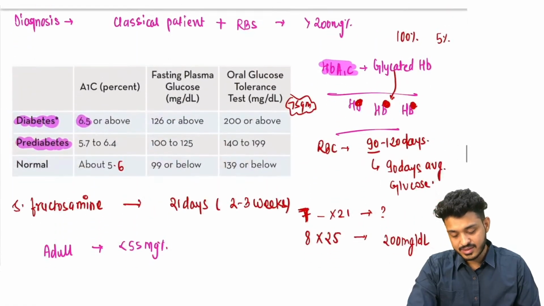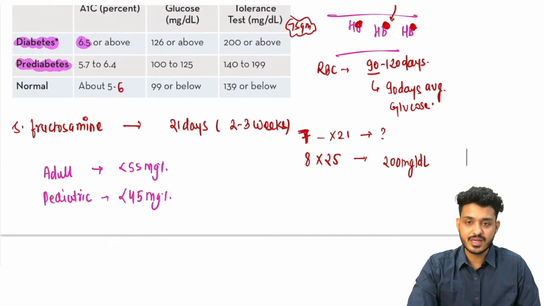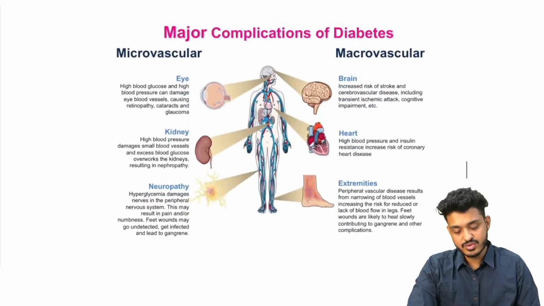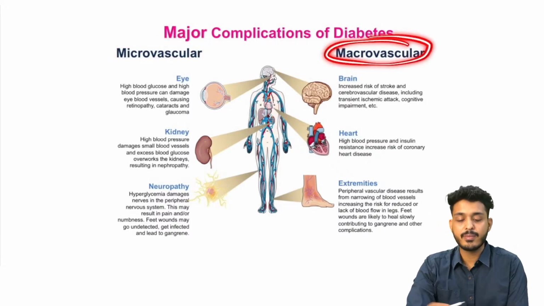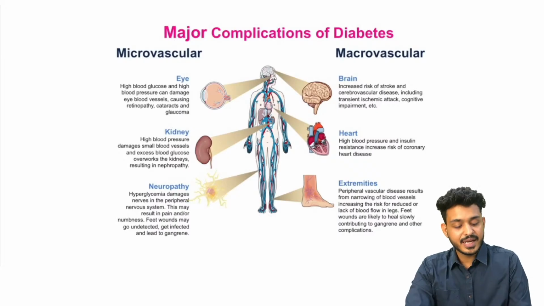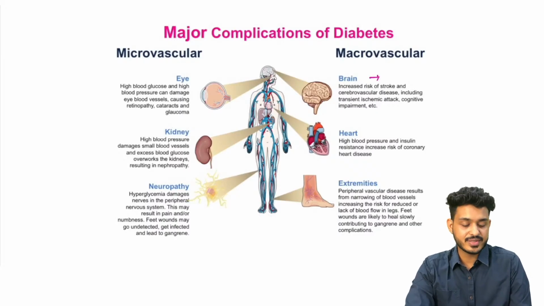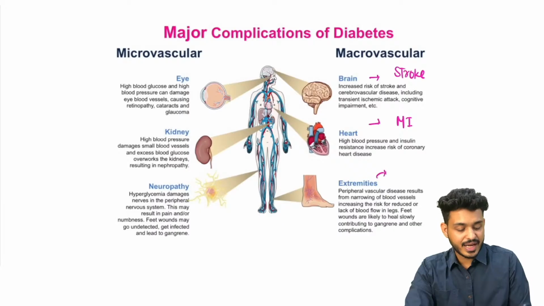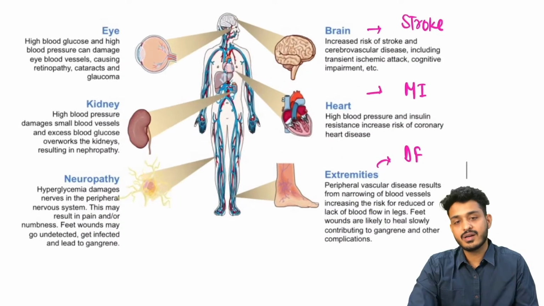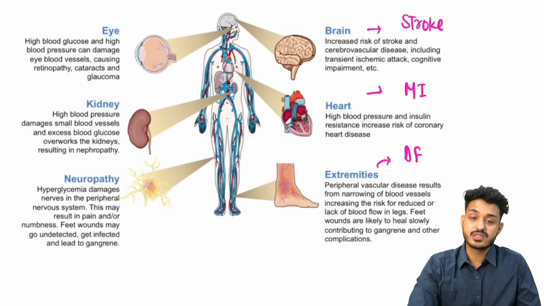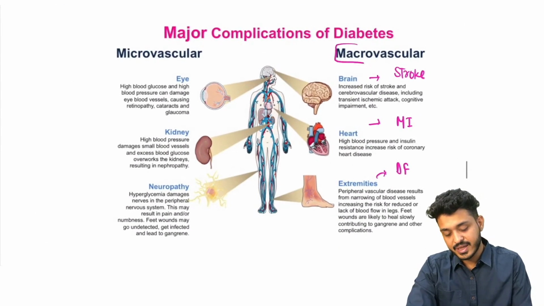Apart from that, as long as this glucose is present in the blood, it is going to cause what complications? We can have microvascular complications, we can have macrovascular complications. In the brain we can have macrovascular complications, like stroke in the patient. In the heart, the patient can have MI because of this diabetes. In the extremities, you can have diabetic foot, which can lead to shin ulcers. You can have non-healing ulcers, right? These are the macrovascular complications, big vessel complications.